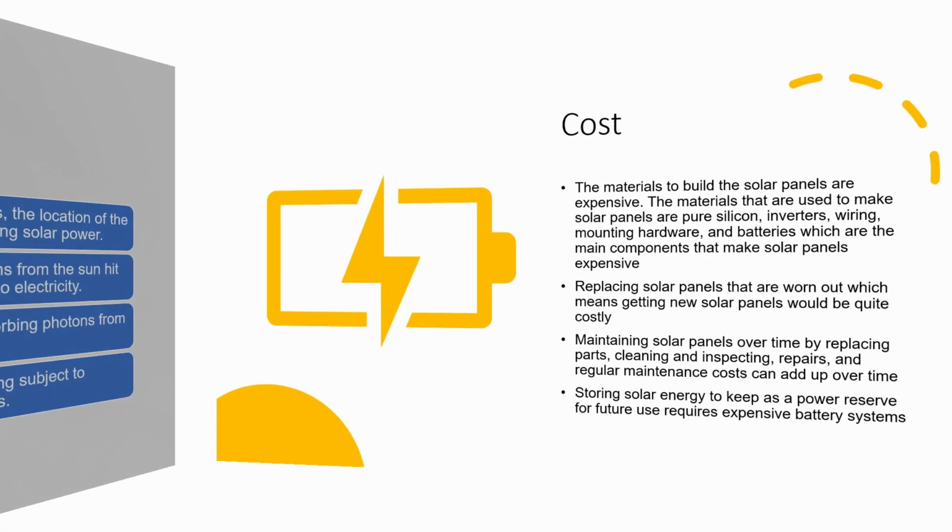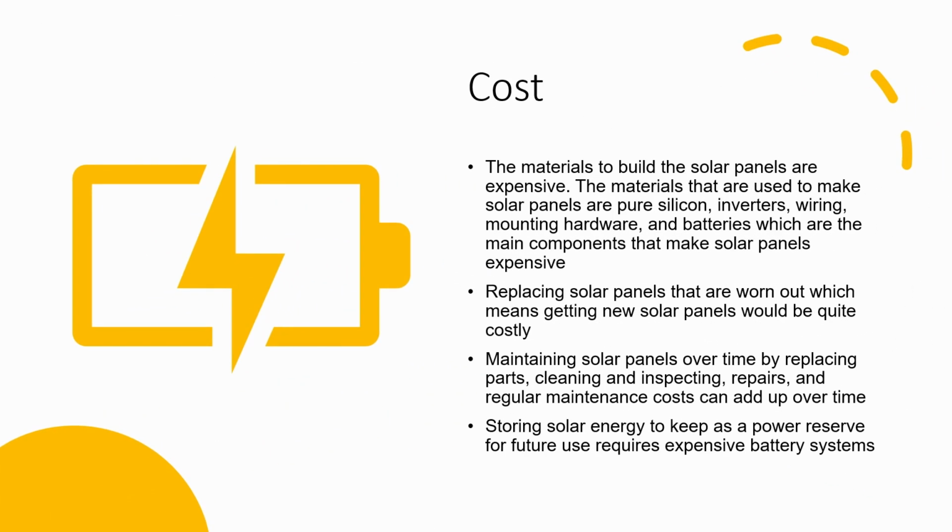Another challenge of solar panels is their high cost compared to other energy sources. The reason for the high cost is that the materials to build the solar panels are expensive. The materials that are used to make solar panels are pure silicon, inverters, wiring, mounting hardware, and batteries, which are the main components that make solar panels expensive. Another reason for the high cost of solar power would be needing to replace solar panels that are worn out, which means getting new solar panels, which would be quite costly.